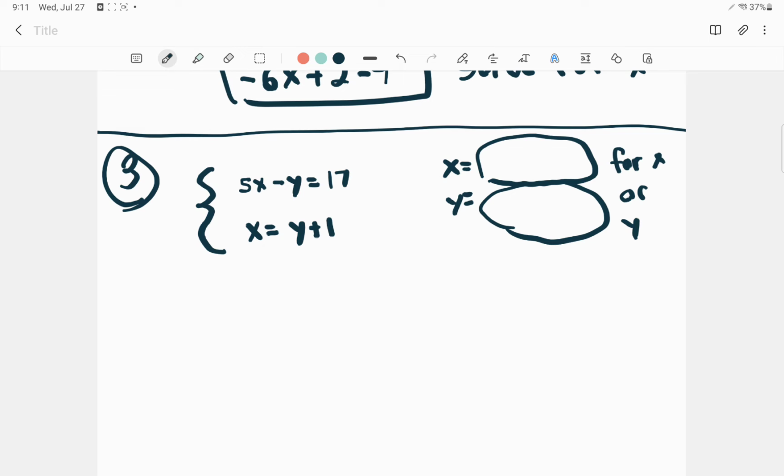Okay, so you're going to notice right here, I have all this stuff, correct? You can see that I have x is equal to something. So guess what I'm going to do? I'm going to grab the y plus 1 and plug it into the other equation. Now, how is that going to look? I'm going to have 5, and I'm going to put parentheses because I'm going to be plugging something in. I'm going to do y plus 1.